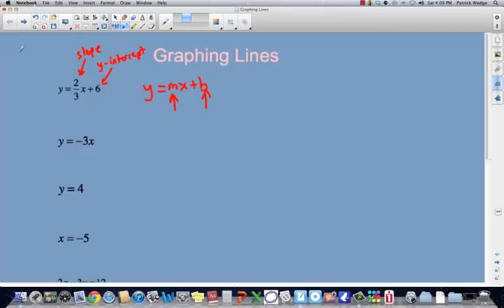The second one, y equals negative 3x. So believe it or not, this is also in y equals mx plus b form. The number in front of the x is the slope. So here's my slope right here. And the constant amount after the x is the y-intercept. Wait a minute, I don't have anything here after the x. So what is the y-intercept?